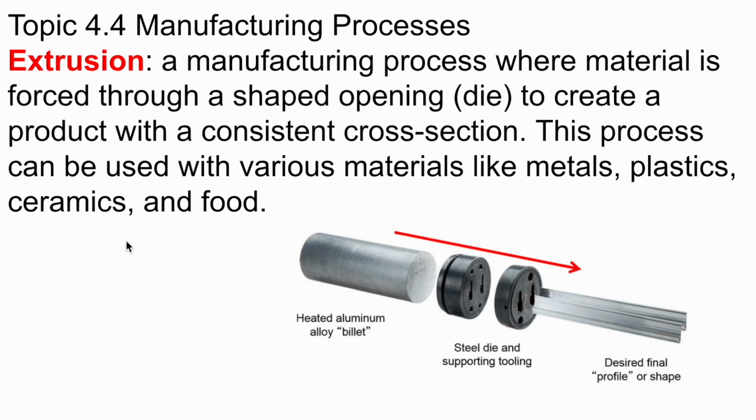Another manufacturing process is extrusion. So this is a manufacturing process where material is forced through a shaped opening called a die to create a product with a consistent cross section. This process can be used with various materials like metals, plastics, ceramics, and food.